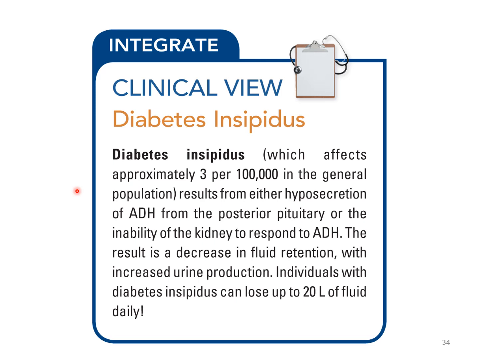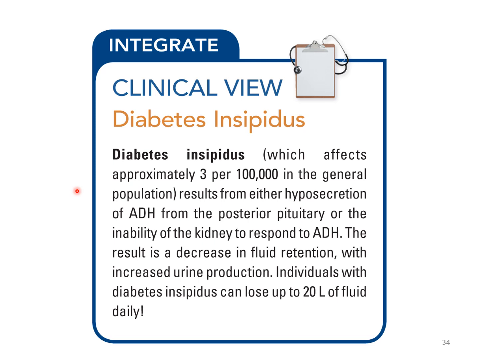One is hyposecretion of ADH from the posterior pituitary. So the posterior pituitary is simply not releasing enough ADH. Alternatively, the kidneys are not responding to the ADH that's there. Even if the posterior pituitary is releasing the proper amount, if the cells in the kidneys don't respond to it, then it doesn't do any good. So in either case, you're not getting a signal for ADH in the kidney tubules. And remember, what ADH does is cause the reabsorption of water from the tubular fluid into the blood so that we don't excrete so much water in our urine.